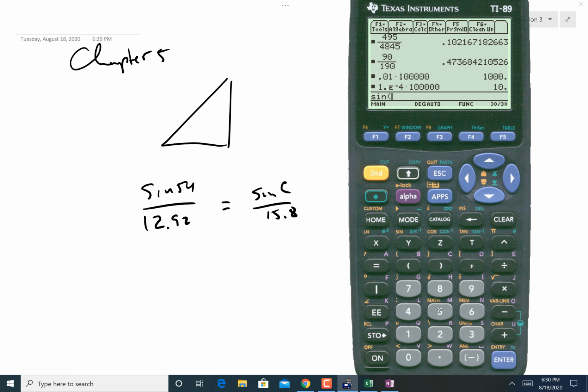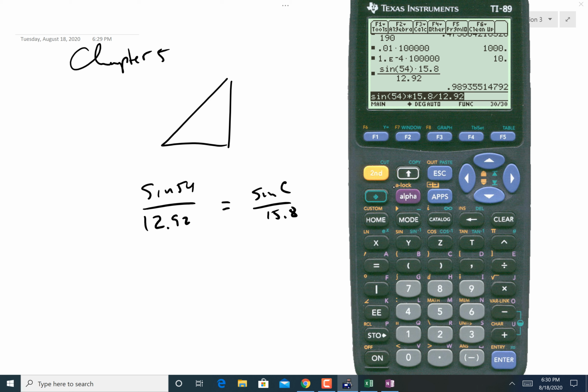So sine 54 times 15.8 divided by 12.92. Oh, yep, that's right, actually. Done. And I get 0.98. Now, if I take the inverse sine of that, now remember, there's two angles that this can work for, right? In theory, right? But it says 81 degrees.